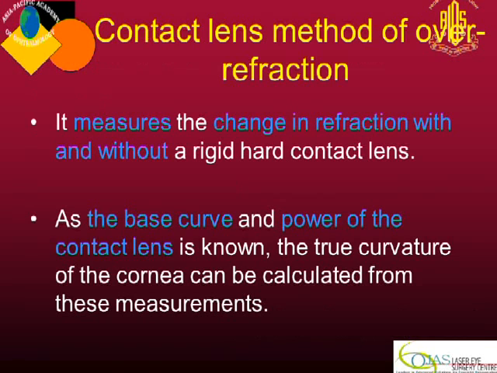The second is the contact lens method of over-refraction, and it measures the change in the refraction with and without a rigid, hard contact lens. As the base curve and power of the contact lens are known, the true curvature of the cornea can be calculated from these measurements.